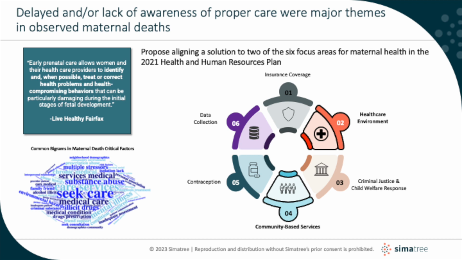As we looked through available reports, we thought about how we could align a potential solution that addresses the theme of needing to get care in time to two of the six key focus areas from the 2021 Health and Human Resources Plan. These two focus areas were healthcare environment and community-based services. So we went out and got a lot of aggregated demographic data by zip code and plotted it on a map of Virginia.